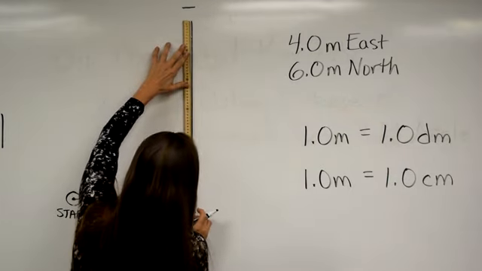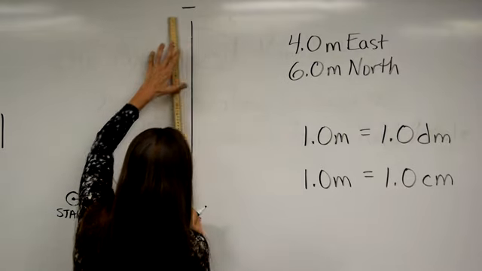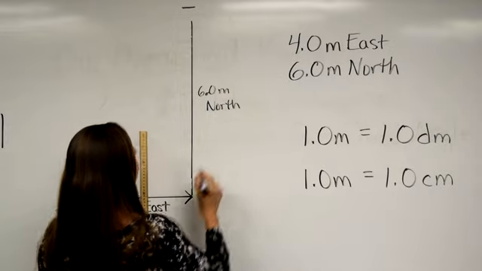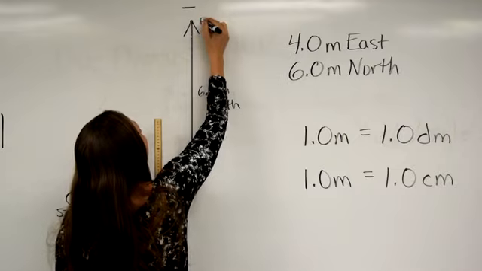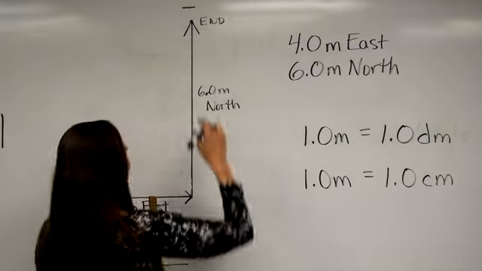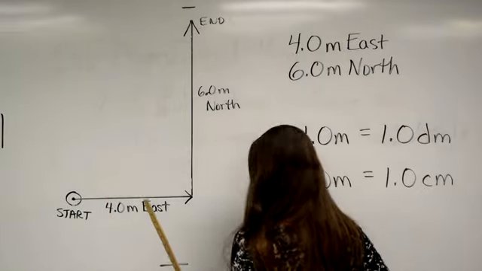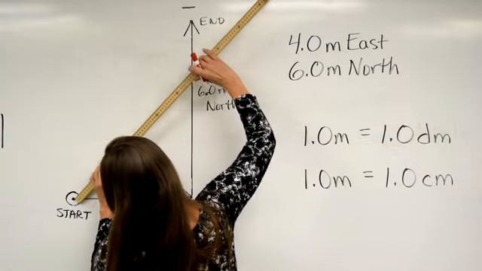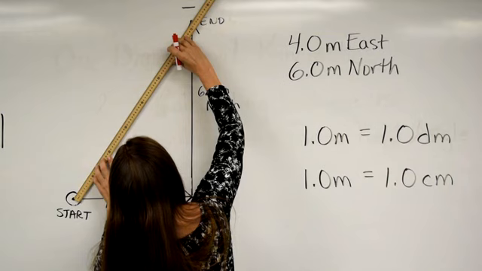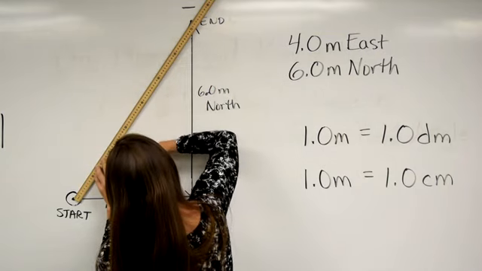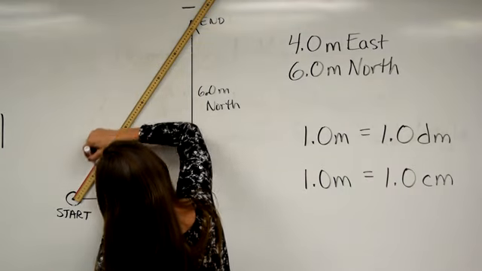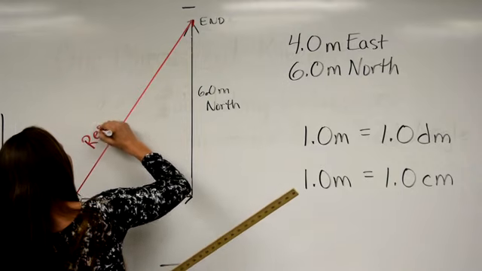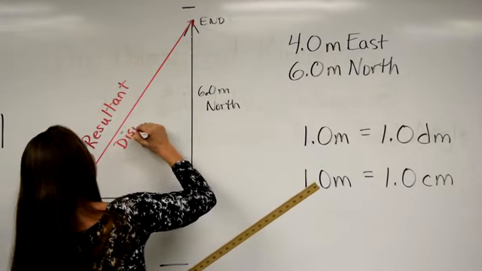Oops. We want that to be straight. All right, so we've got 6.0 meters north. Here's the tail. Here's the tip. So that is where we end. This is where we started. This is where we ended. Now, to draw the resultant, or the displacement, we're going to go straight from start to end. All right, here we go. Start to end. There we go. All right, so that's the resultant, or the displacement in this case.